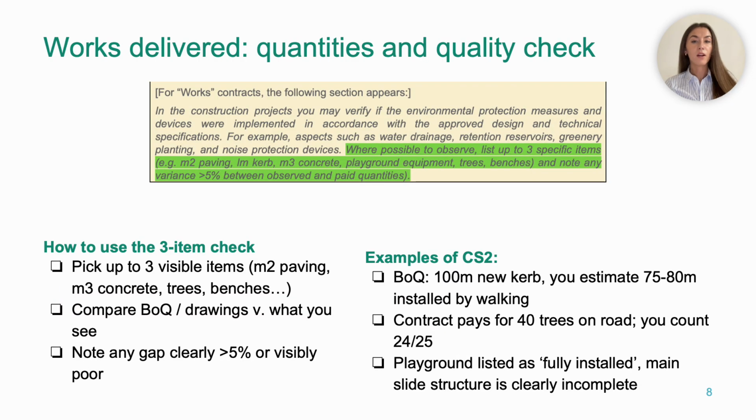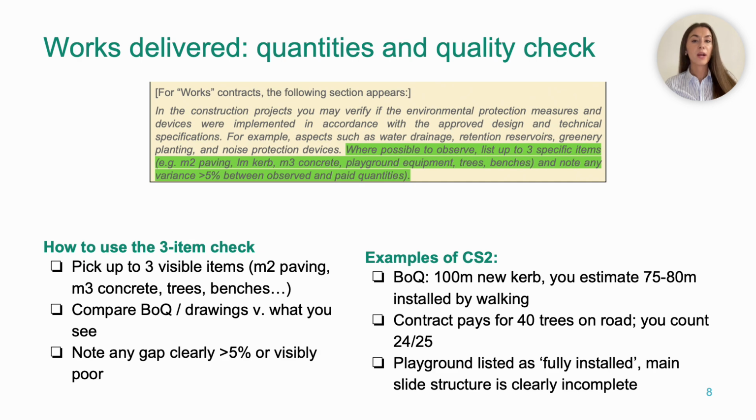Now we look at the heart of Step 2 for works contracts. Here we're asking, are the quantities and qualities on the ground consistent with what the contract is paying for? You don't need to measure every bolt and brick. Instead, for works, you pick 3 representative items that are easy to see and important for citizens. For instance, number of trees, benches or light poles, or a main piece of playground equipment.